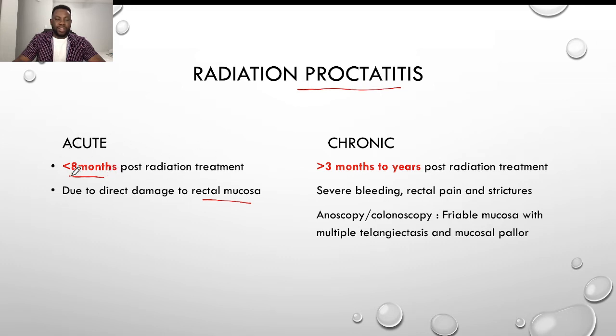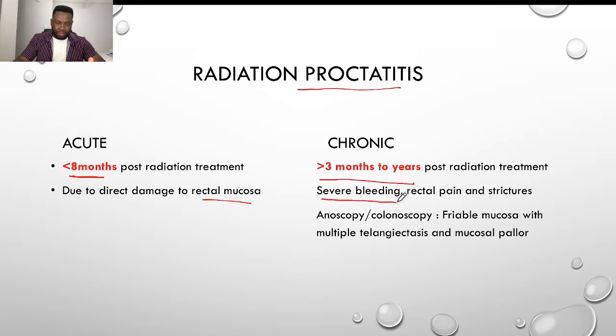who has had radiation for, let's say, something like a pelvic tumor, so maybe a colon cancer. They've had a radiation treatment for ovarian cancer or something, or rectal cancer. Then all of a sudden they come with bleeding, and when it's less than 8 months, we know it is acute radiation proctitis. Now, if this is occurring greater than 3 months to, let's say, 2 to 3 years after the radiation treatment, then that is chronic.